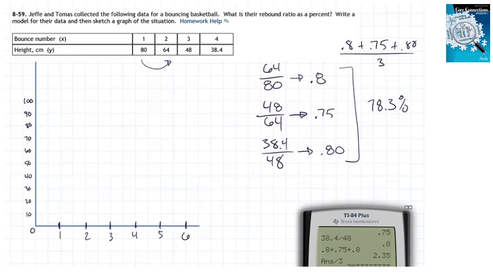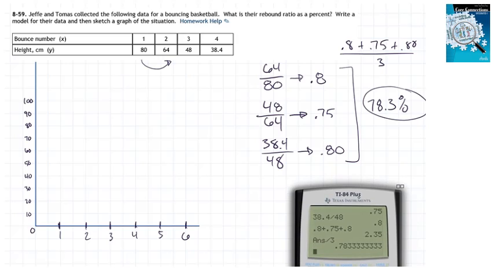And actually, you know what? I think I'm going to go with that. So I think that makes sense. So the average rebound height there is 78.3. Now, it's not going to give me these numbers exactly as I bounce, but it's a pretty good approximation.